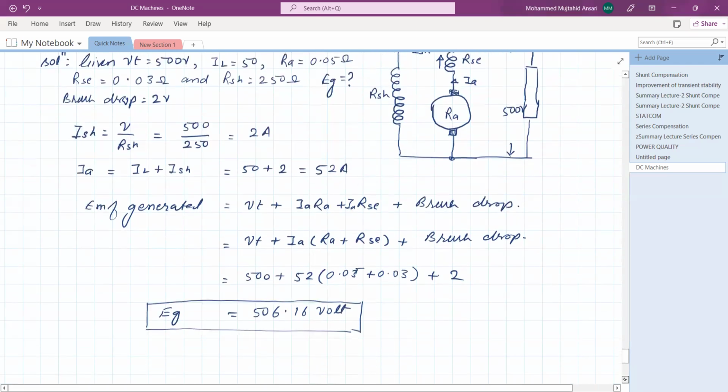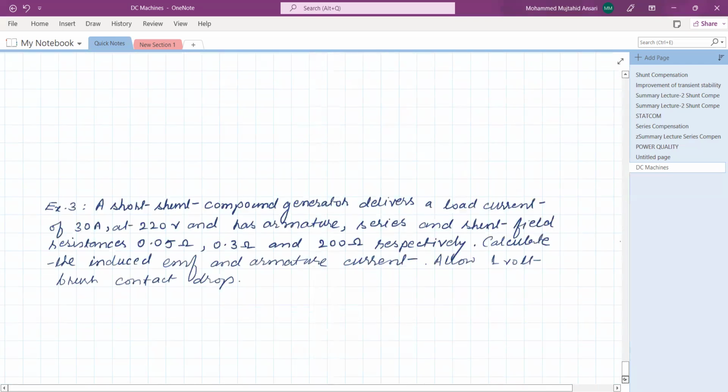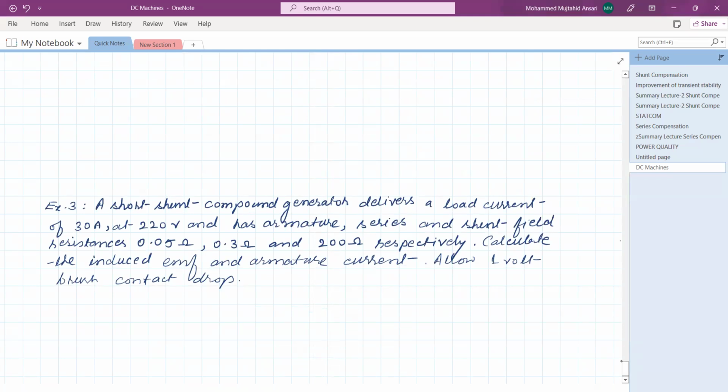Next example is: a short shunt compound generator delivers a load current of 30 ampere at 220 volt and has armature, series field, and shunt field resistances of 0.05, 0.3, and 200 ohm respectively. Calculate the induced EMF and armature current. Allow 1 volt brush drop.